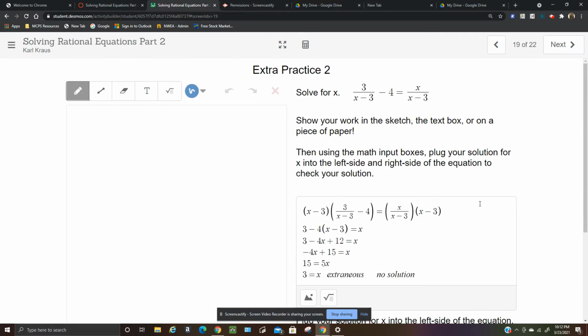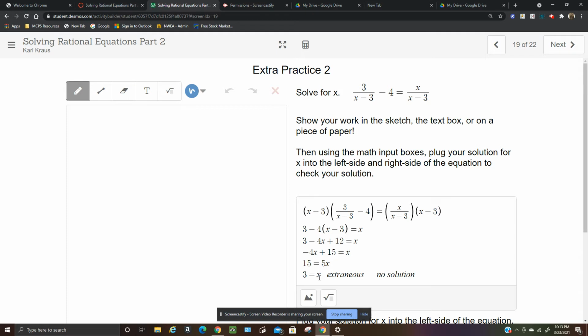And then practice 2. So multiplying through by the LCD, x minus 3. This x minus 3 cancels, and I have 3 minus 4 times x minus 3 over here. The x minus 3 cancels, and I just have x, and then doing the distributive property, negative 4x plus 12. Combine like terms, negative 4x plus 15 equals x. Then add 4x to both sides, 15 equals 5x.